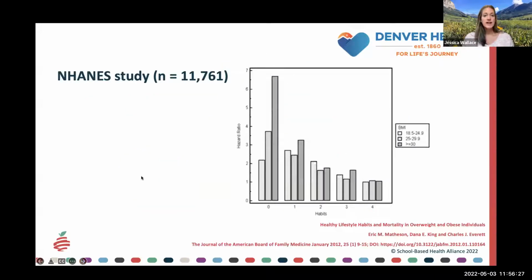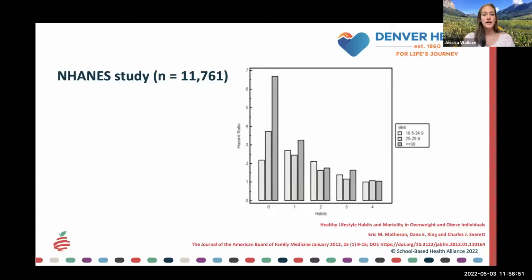There was another fascinating study that came out years ago, again looking at adults, but it was using NHANES data. So you could get a large data set and pretty diverse throughout the US. And the graph shows you basically the first thing to look at is that the darker bars correspond with a higher BMI. And what you're seeing here on the bottom are the number of healthy habits that you participate in.